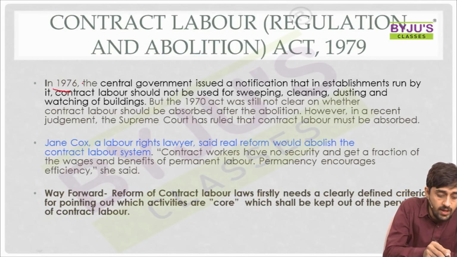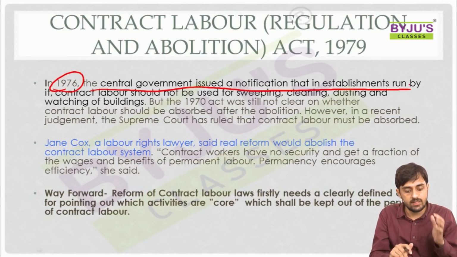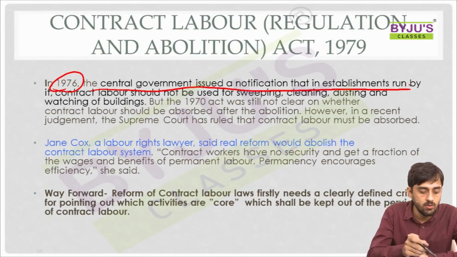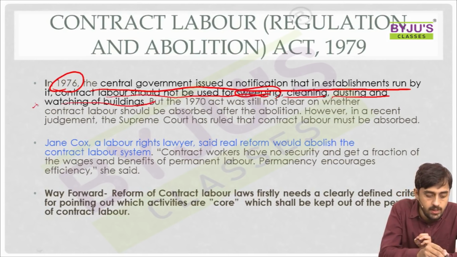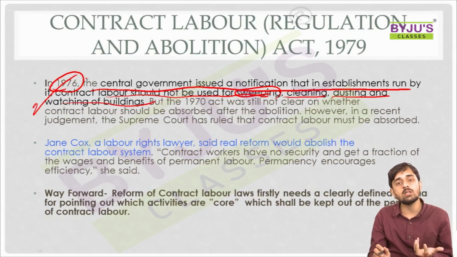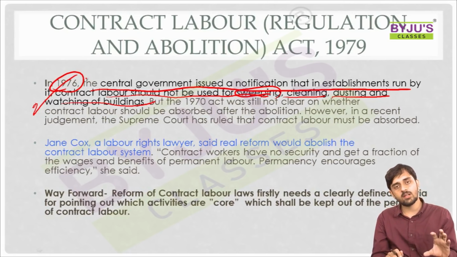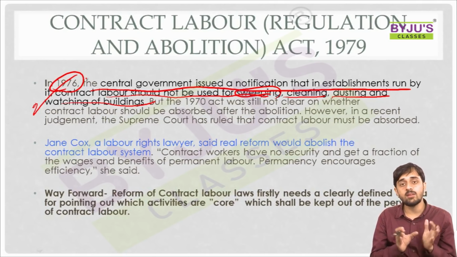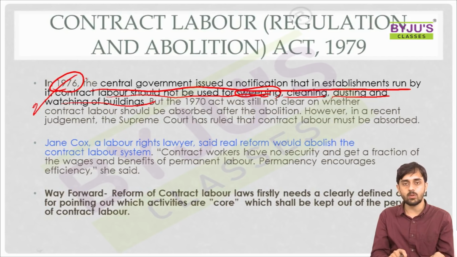And for that matter, even in 1976, the central government issued a notification which clearly stated that with respect to central government offices, even categories of jobs such as sweepers, cleaners, dusting, and watchmen in buildings should be considered a core activity. And the workers there should also be treated at par with permanent employees. So the 1976 notification at least intends to set a very high standard in terms of what should be termed as core activities and non-core activities. Rightly, there can be a discretion in determining what are core activities and what are non-core activities with respect to an industry.